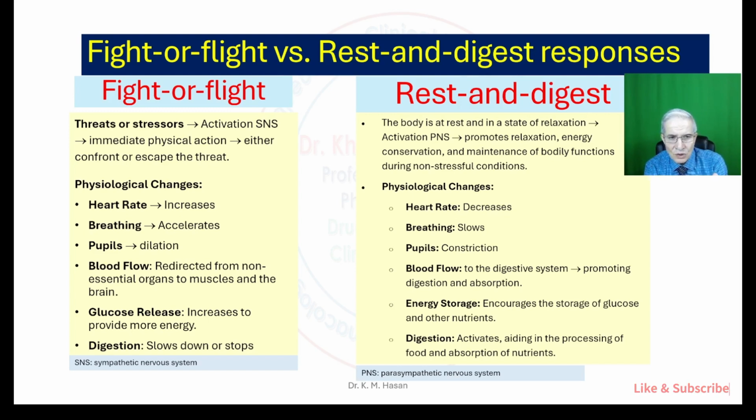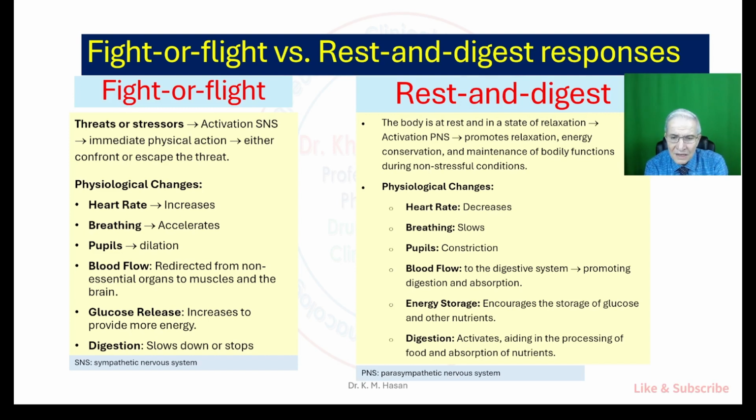The same situation applies when someone walks in the woods and hears the sound of a wild animal, and they discover the animal is trying to attack them. So this is fight or flight. What happens to the person walking on the street or in the woods?